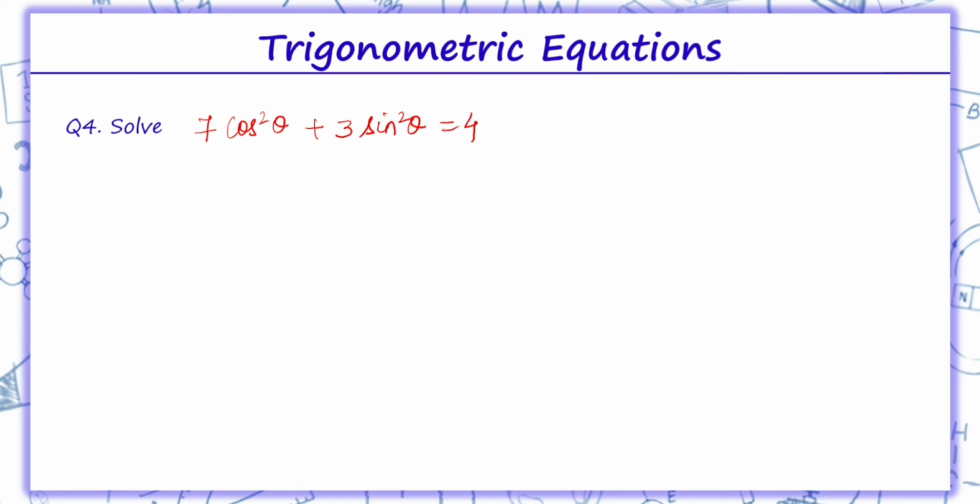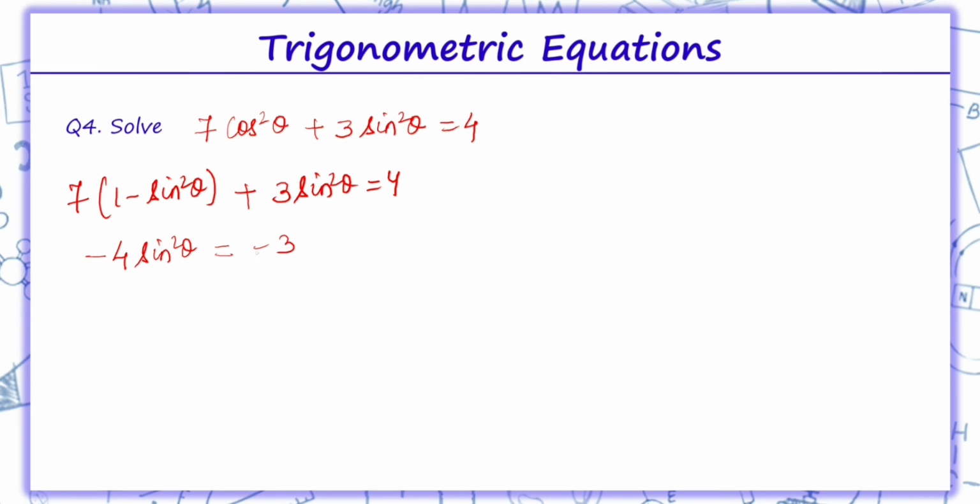Now coming on to a question, we have 7 cos square theta plus 3 sin square theta equals 4. What we'll do over here is convert this into sine. So cos square theta will be written as 1 minus sin square theta: 7 times (1 minus sin square theta) plus 3 sin square theta equals 4. When we solve it, we get 7 minus 7 sin square theta plus 3 sin square theta equals 4, so we get minus 4 sin square theta equals minus 3. The minus signs cancel out, so sin square theta can be written as 3 by 4.